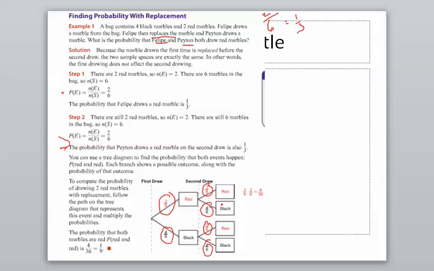And so one way that we can determine the probability of both people getting red marbles is to compute their product. So 2 out of 6 times 2 out of 6 is 4 out of 36. That would be your probability that both people would get a red marble.